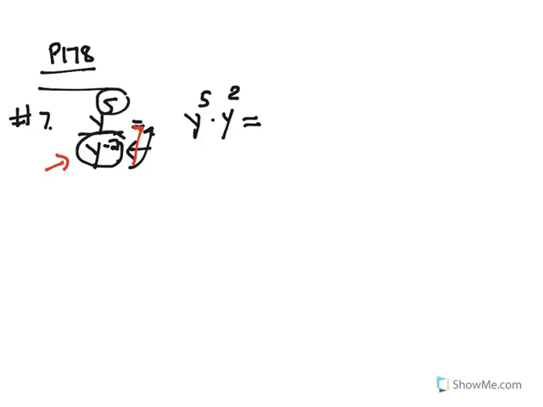Now you may ask yourself, why didn't you move the y to the 5th? I don't have to, because the exponent of the y is positive, in this particular case, the 5. Now I have y to the 5th times y to the 2nd, and y to the 5th times y to the 2nd is y to the 7, 5 plus 2. So that is the answer for number 7.